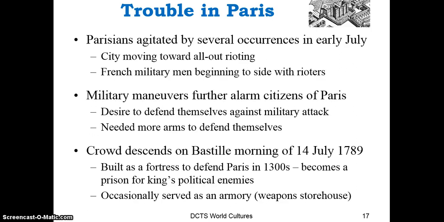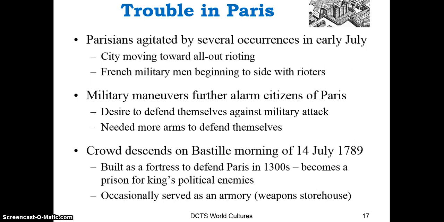Trouble in Paris. Parisians are agitated by several occurrences in early July. The city is moving towards all-out rioting. French military men are beginning to side with rioters. Military maneuvers further alarm citizens of Paris, who desire to defend themselves against military attack and need more arms to do so. As you're going to see, the crowds are going to descend on the Bastille on July 14, 1789. This is still a national holiday in the country of France. It's known as Bastille Day.